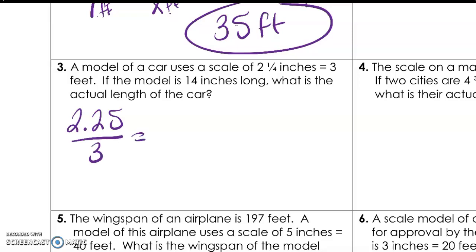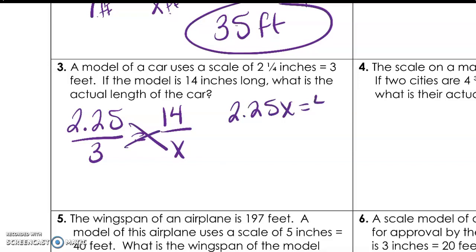Again, the model is 14. We're trying to find the actual length. So 14 over x for our next one. So it's easiest to just always use the first fraction, your model, or your scale of your model to the real thing as your first fraction, and then figure out what your second fraction is based on what they give you. Cross multiply, 2.25x is equal to 42.